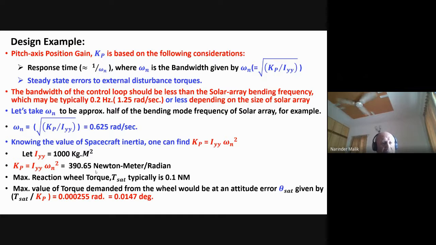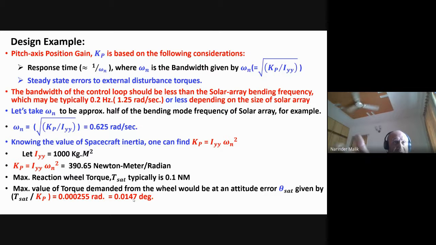Now, under what attitude error will I be demanding the maximum torque? If I say Kp into theta is equal to 0.1 Newton meter, it comes to 0.0147 degree. That means when the attitude error is 0.0147 degree, you will be applying the maximum torque.